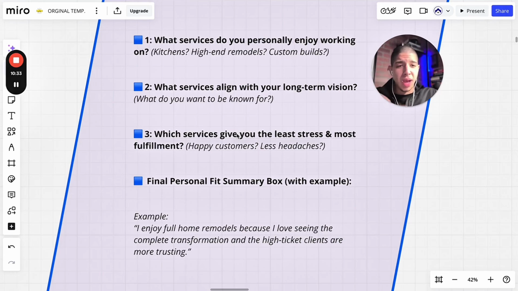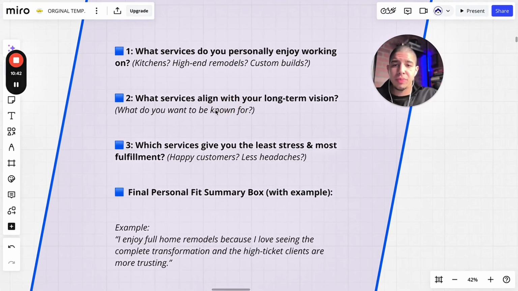Something that sells on your behalf. When you're sleeping, sales are being made, reputation is being built, and your brand is only increasing. What services align with your long-term vision? Oh, I just read that.